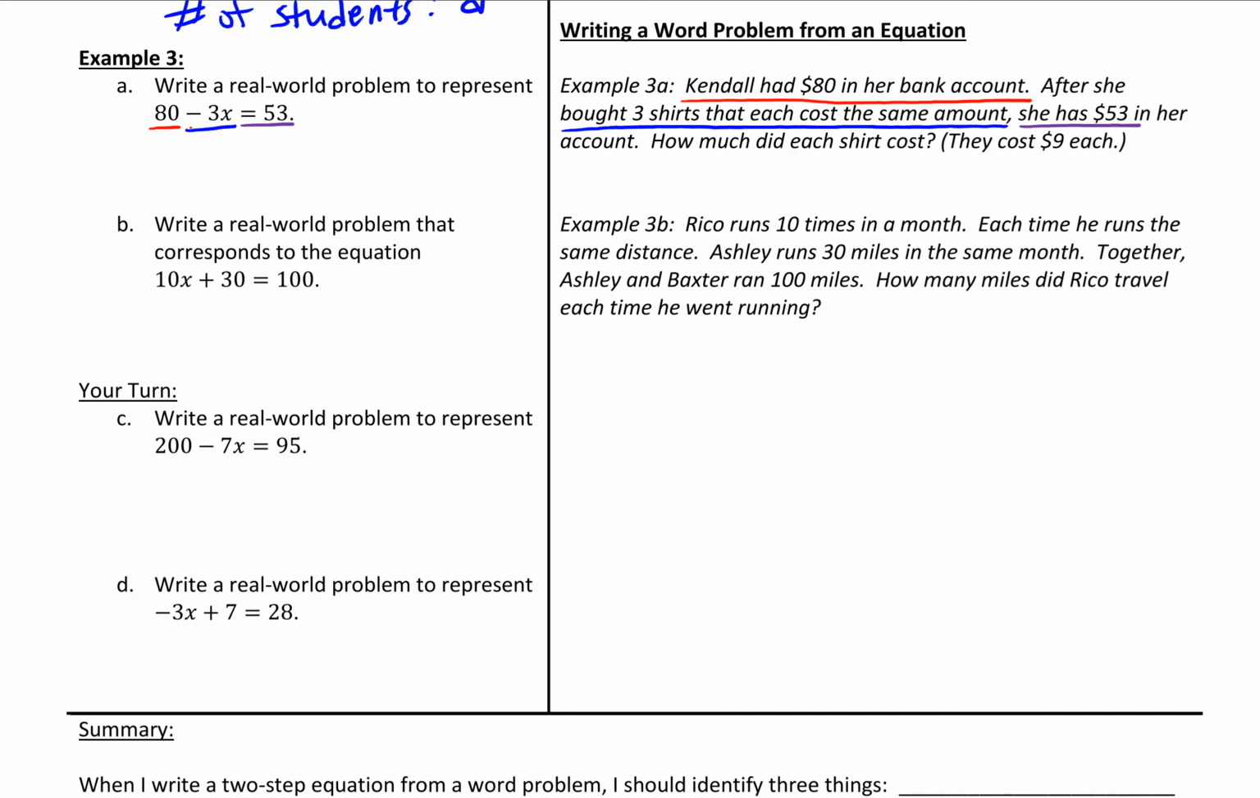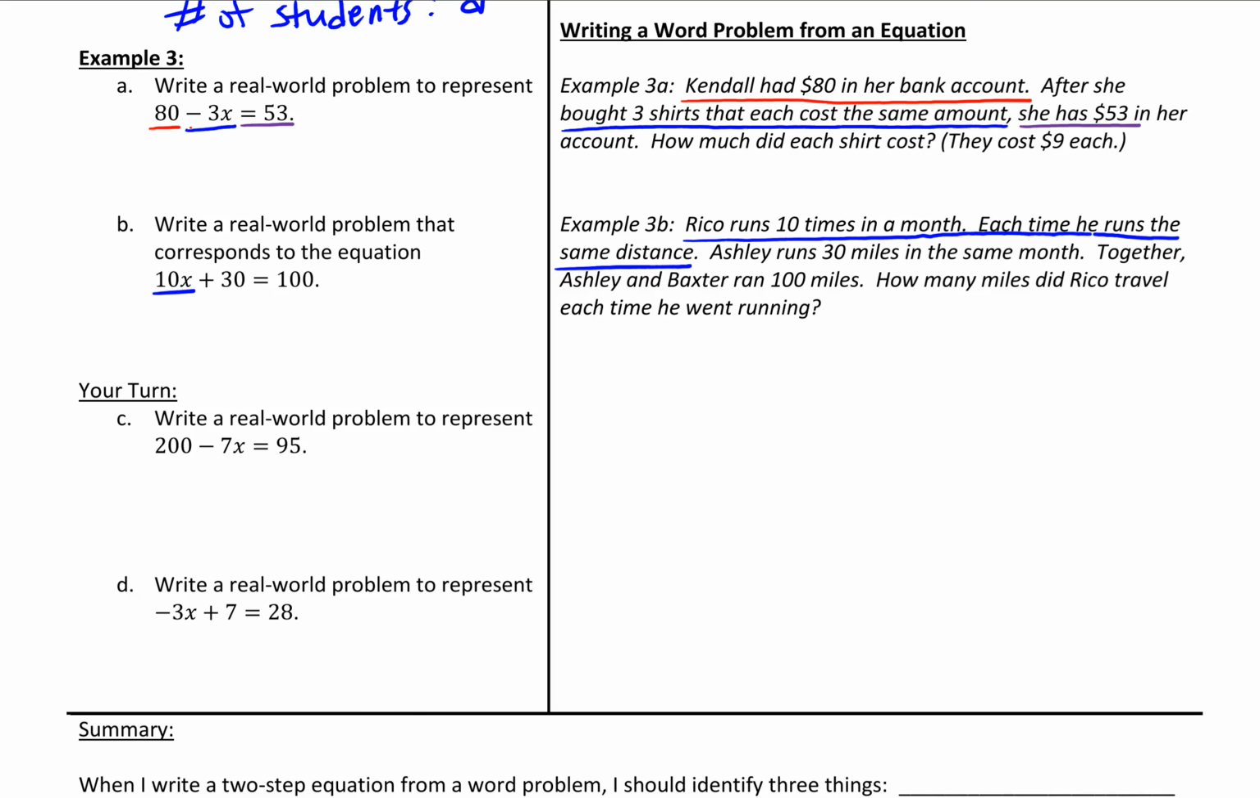And if we look at B, we want to write a real world problem that corresponds to the equation 10x plus 30 is equal to 100. My example that I'm giving you is Rico runs 10 times in a month. Each time he runs the same distance. So keep in mind, we don't know how much he runs each time, but we do know that he runs 10 times, each the same distance. So that's where the 10x comes from.